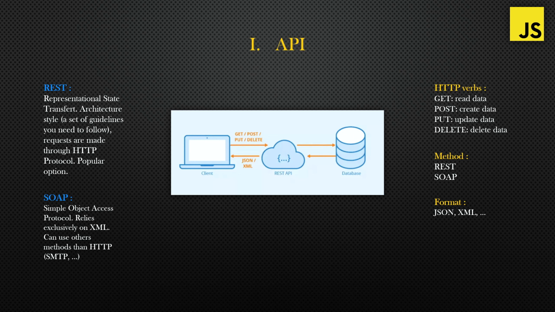This is the workflow of an API, how it works. So first, the client will make a request to the server using an HTTP verb. There are four main verbs: get, post, put, and delete. The client will make a request to the server using a certain method. It can be REST or SOAP. There are other methods available.